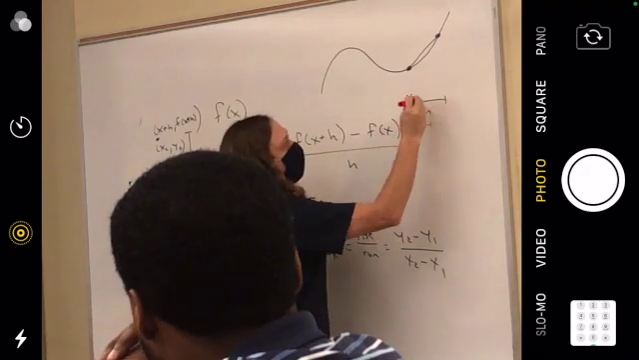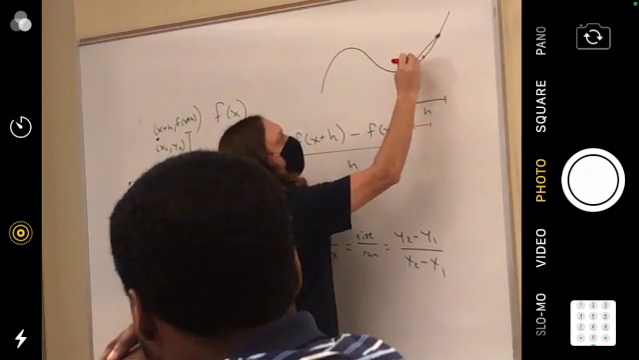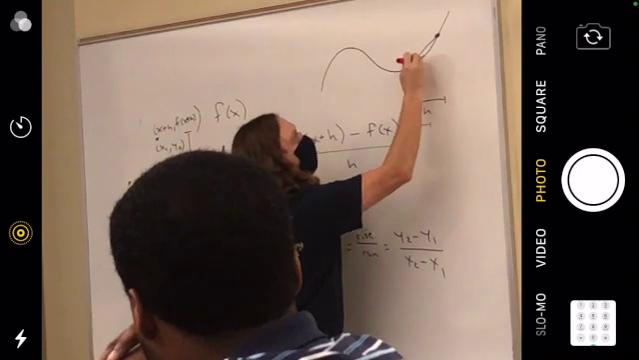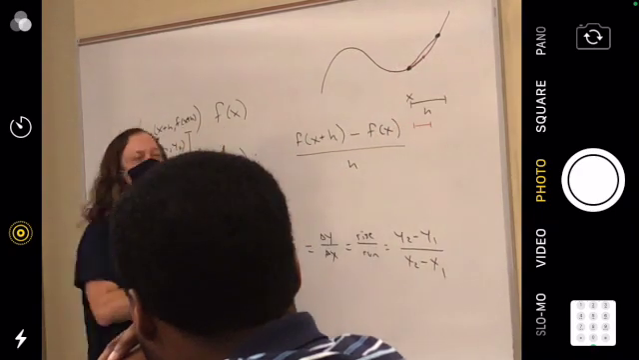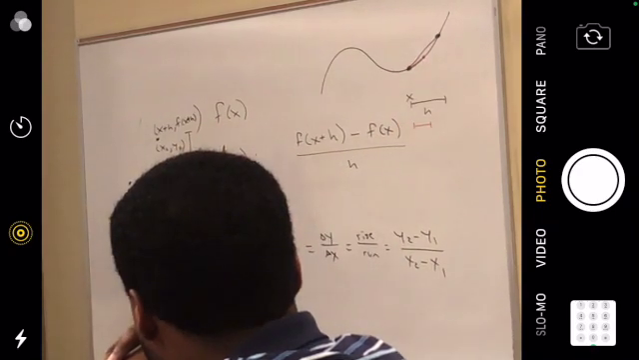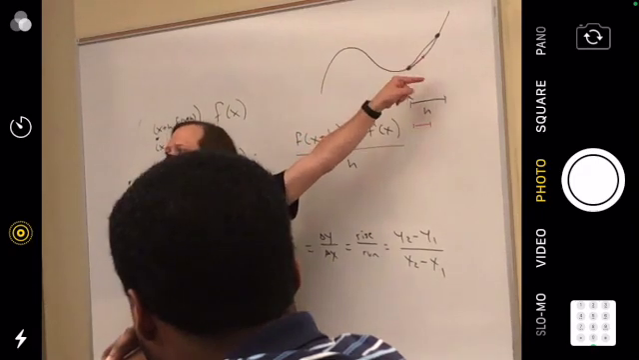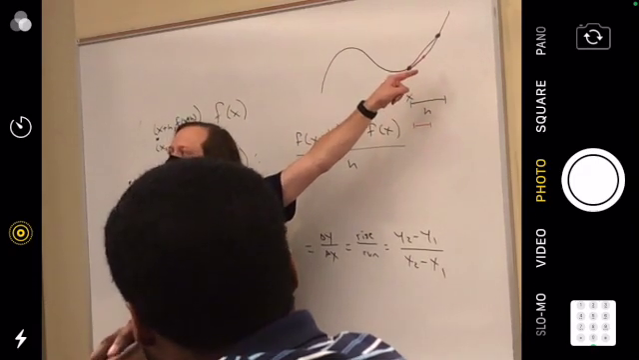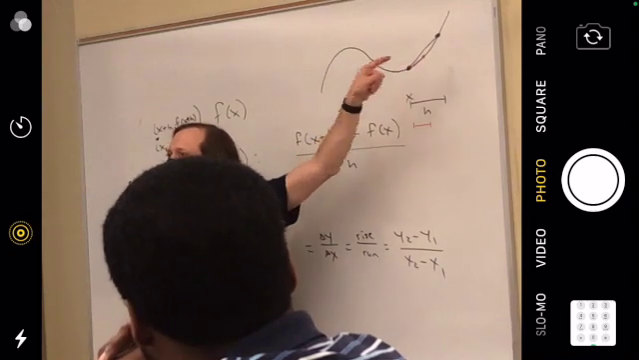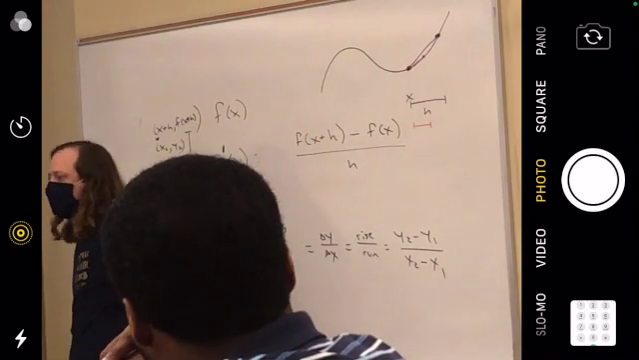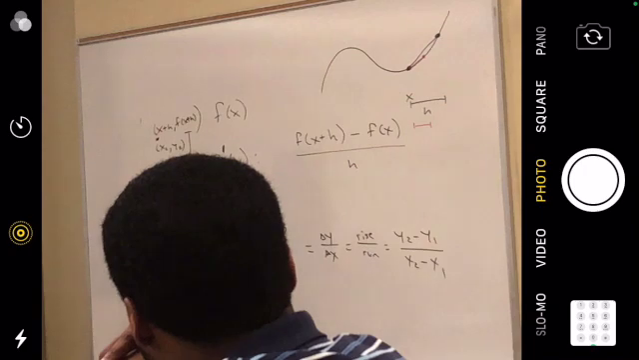What if I take this to be h? Now I have that as my line. Is that looking like a better value for the slope? It'll get closer. The purple line, the slope was too big. The red one, the slope's a little bit too big, but it looks closer, right? So what can I do to eventually get to the right answer? Find a limit.